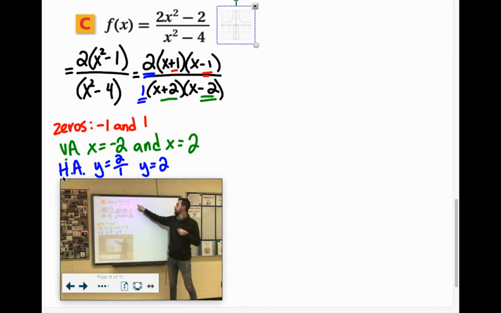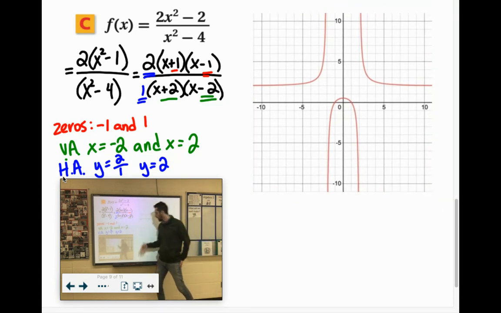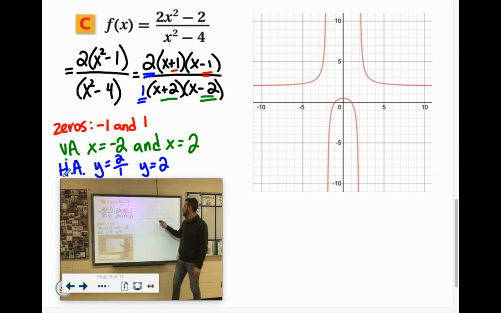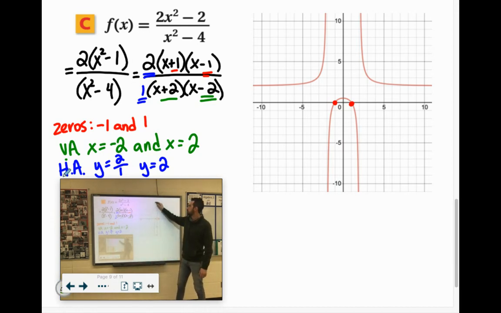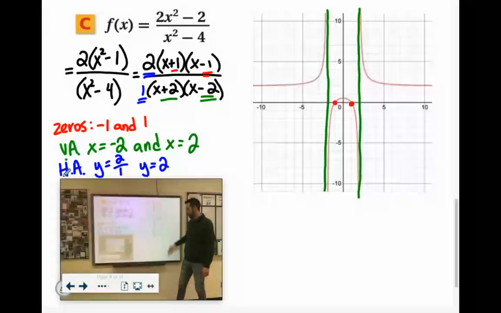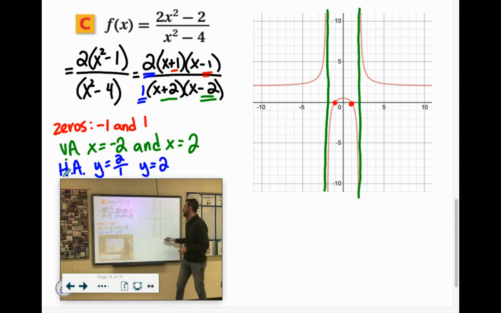So let's see what this graph looks like. Wow, that is a strange one. But let's check our zeros and stuff. Our zeros are at negative 1 and 1. Our vertical asymptotes, the up and down lines, are at negative 2 and positive 2. And then our horizontal asymptote is just at y equals positive 2, right? Lead coefficient on top over lead coefficient in the denominator. So at positive 2, there will be our horizontal asymptote.